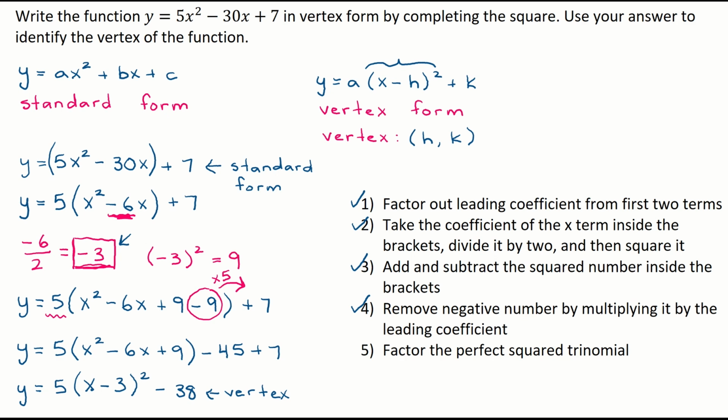But we aren't done with the question yet, because it said to use your answer to identify the vertex of the function. Remember, the vertex of our function is just our h and our k. But your h in the formula has a negative in front of it. So when you get your vertex, you're taking the 3 and the negative 38. It's almost like your sign is changing for the x coordinate. It's not going to be negative 3, it's just going to be positive 3. So the vertex in this case will be (3, negative 38). And that's your vertex.